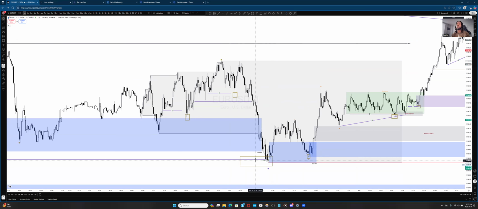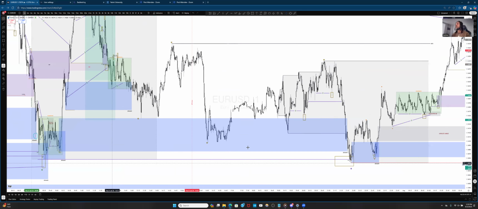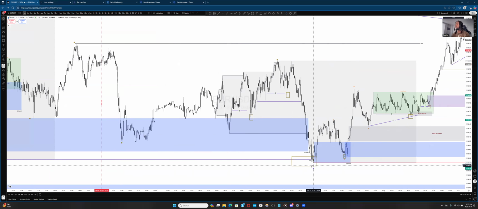How is it a medium inducement? It took out a low from the previous day. Remember that: a medium inducement takes out a low from the previous day. So this was Thursday's low of New York. Price came down, induced it. Usually from a medium inducement, you can expect a reaction that's going to lead somewhere, versus a minor inducement, where you're just going to get a minor reaction.